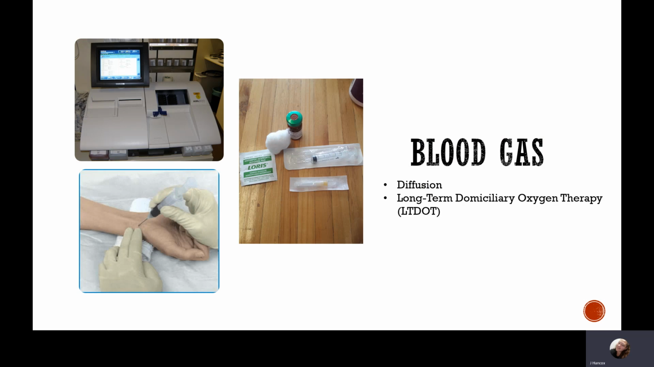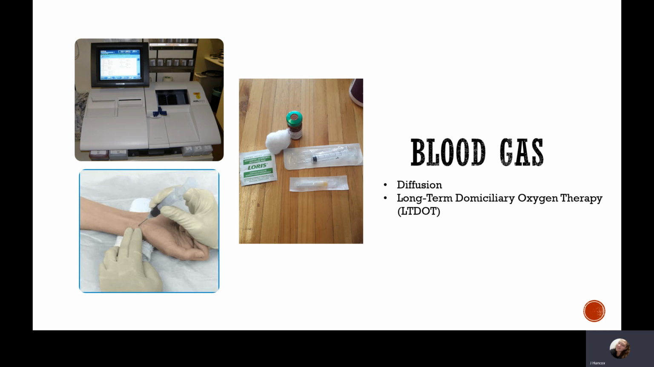Next, we'll move on to blood gases. So we can use blood gases for diffusion as well as long-term domiciliary oxygen therapy analysis, or LTDOT. For diffusion, we will draw an arterial blood sample from the radial artery to check for the levels of carbon monoxide in the blood, as well as the hemoglobin levels in the blood, which we then input into the computer, and it will ensure that we get accurate readings for diffusing capacity, because it will help the computer assess how much hemoglobin is in the patient's blood and how much carbon monoxide was already in their blood before we did the diffusion test.